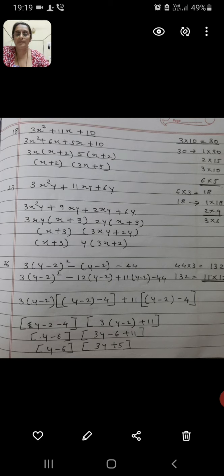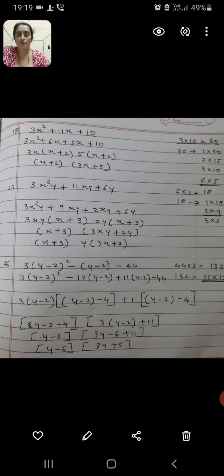Now what is the middle term here? 11. So addition or subtraction of these factors should be 11. So we'll choose the last factor, that is 6 and 5. 6 plus 5 is 11. So we have to split the middle term into 6x plus 5x. So write it: 3x square plus 6x plus 5x plus 10.